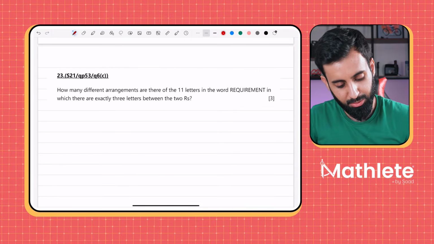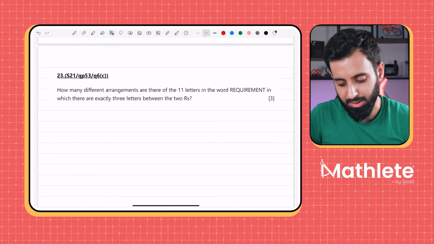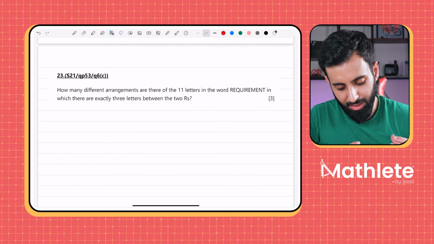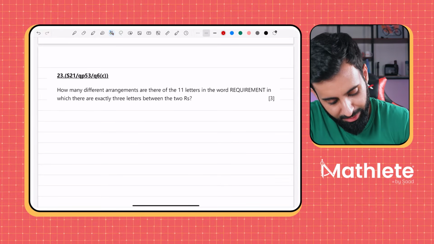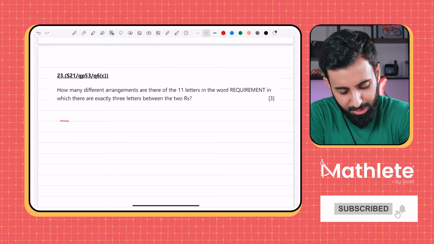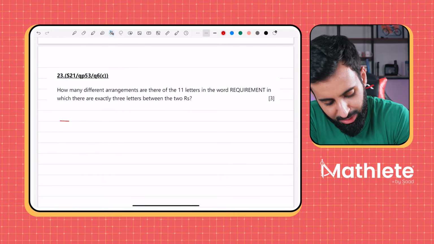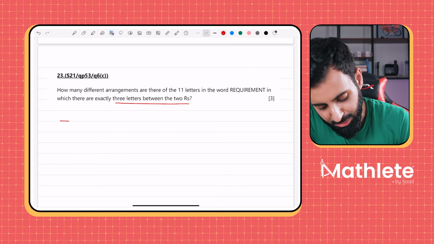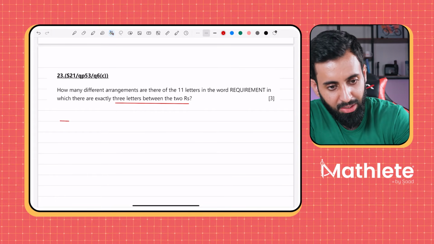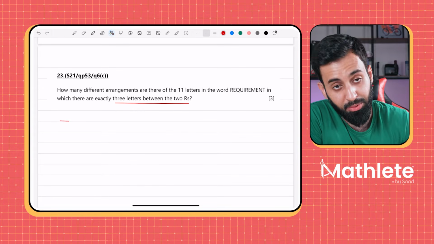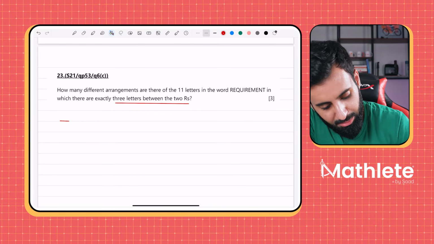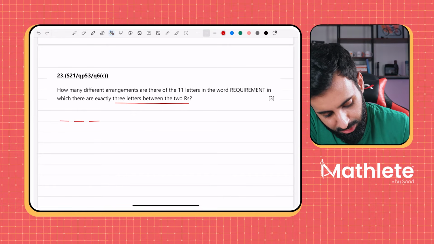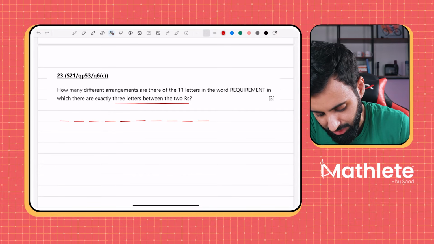Here is a fairly recent question, and this is actually a very nice question because it's basically testing a concept which is not very frequently tested. So we're talking about how many letters? We're talking about 11 letters in the word requirement, in which there are exactly 3 letters between the 2 R's. Okay. So that means we not only have to keep the R's fixed, but we also have to keep the number of letters in between the R's fixed also. So let's start by making 11 blanks. So that's 1, 2, 3, 4, 5, 6, 7, 8, 9, 10, 11.